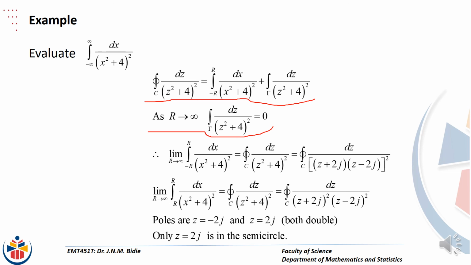So we go for the poles, so we need to factorize the denominator. And then thereafter, get the poles, noting that we are getting double poles because of the all squared that we're given. And note that we've got minus 2j and positive 2j. Minus 2j is on the negative side of the imaginary axis, and 2j is on the positive side of the imaginary axis, and noting that the semicircle is above the x-axis, so only 2j lies in the semicircle. So therefore, we're going to calculate the residue at z equal to 2j.